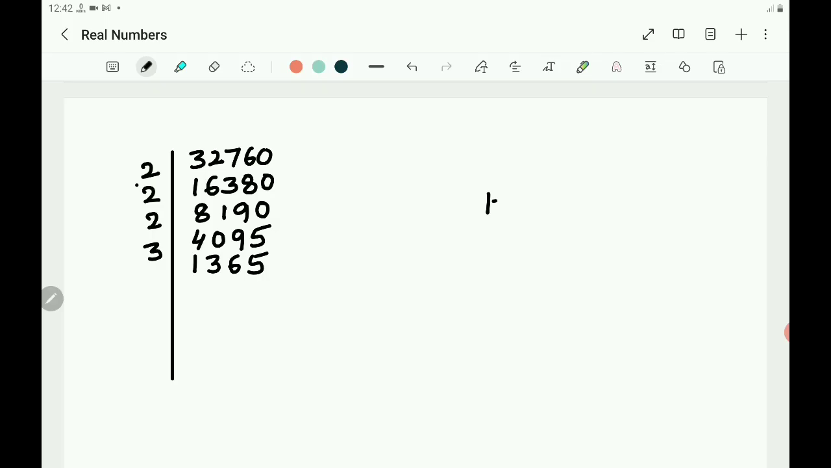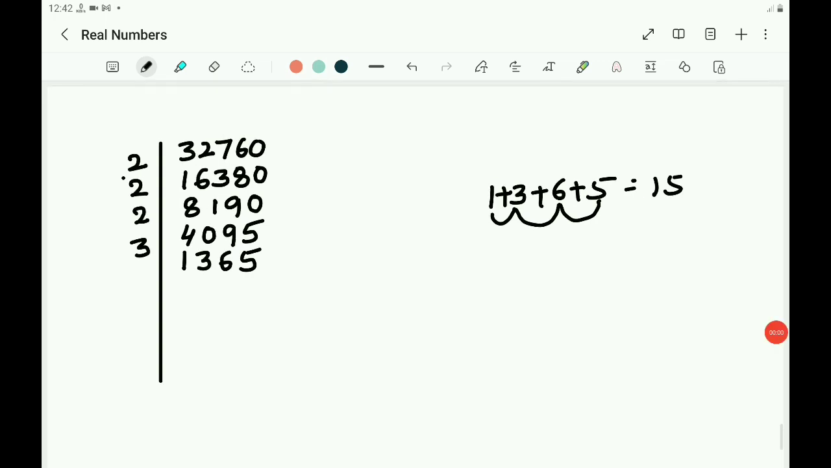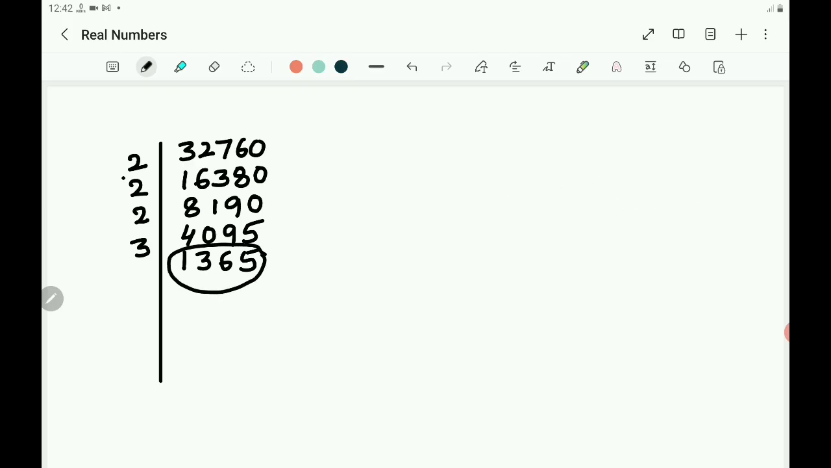Means find the sum of all the digits. 1 plus 3 plus 6 plus 5. 1 plus 3 is 4. 4 plus 6 is 10. 10 plus 5 is 15. 15 is divisible by 3. Therefore, the number 1365 is also divisible by 3. So, you write 3. Then 1 is smaller than 3.